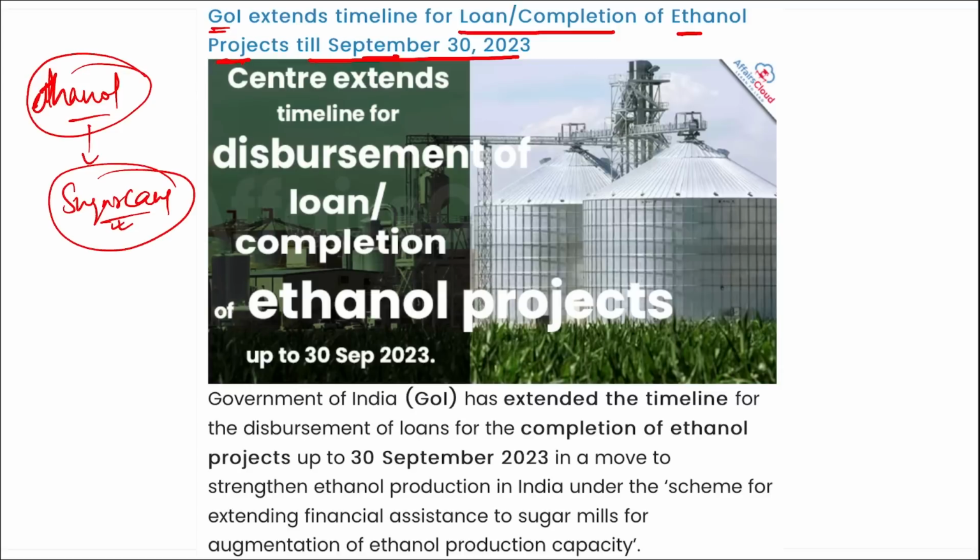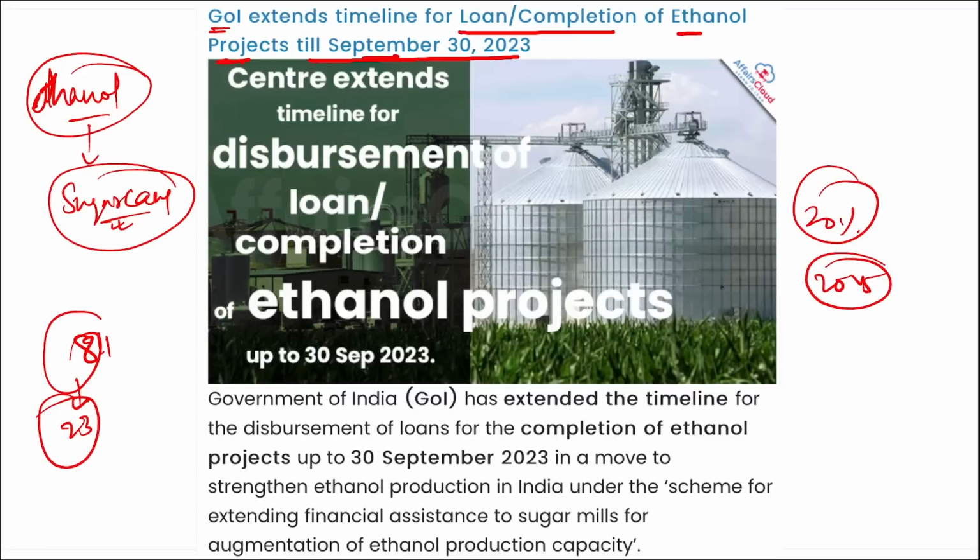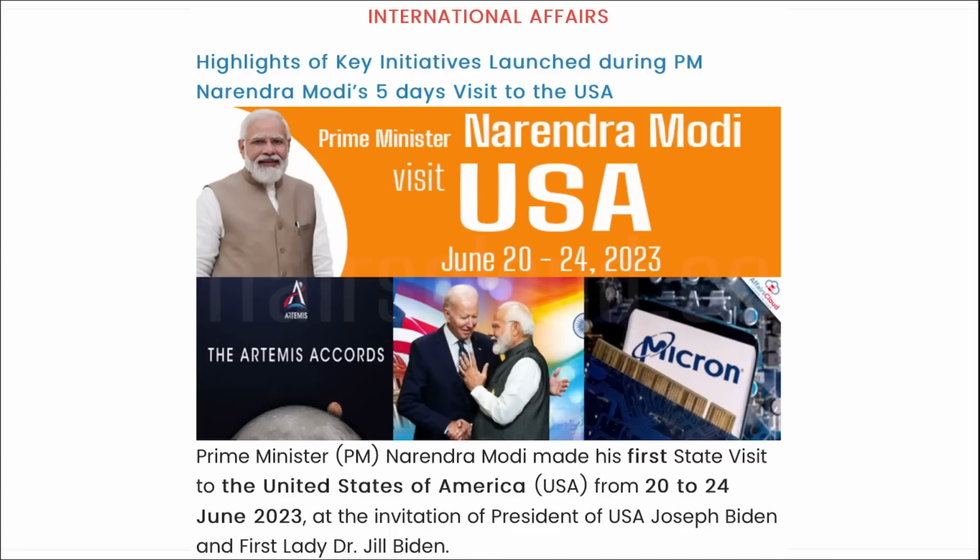Also remember, the capacity of molasses-based distilleries has increased from 215 crore liters in 2014 to 811 crore liters in 2023. The impact of this is evident in the supply of ethanol to oil marketing companies, right? And remember, to achieve the ambitious goal of 20% blending by 2025, India's ethanol production capacity needs to be expanded to 1700 crore liters, which is right now 811 crore liters in 2023. Correct? Next is international affairs.